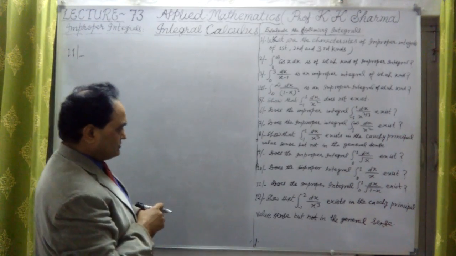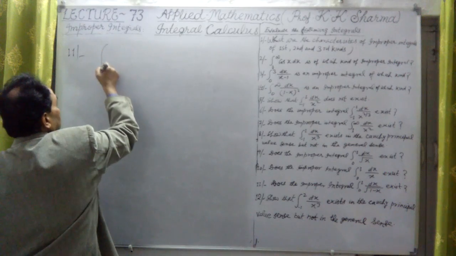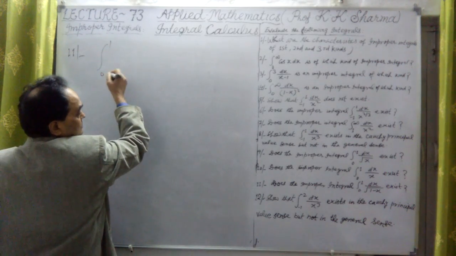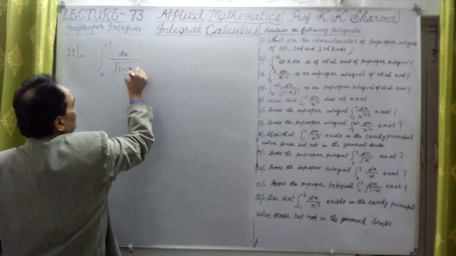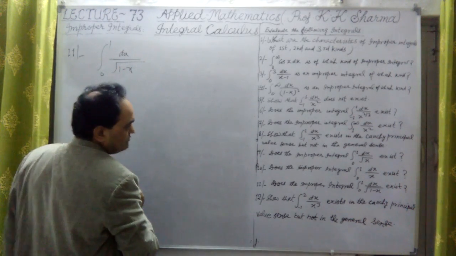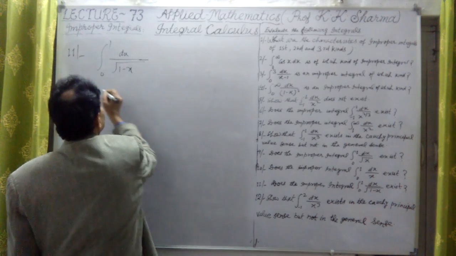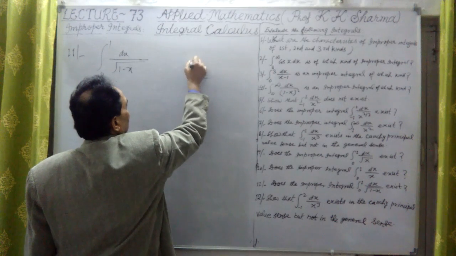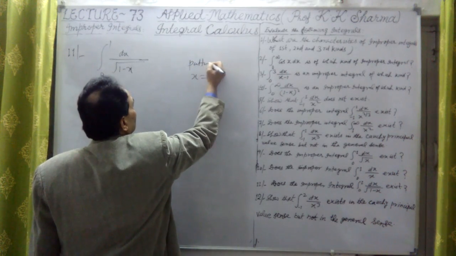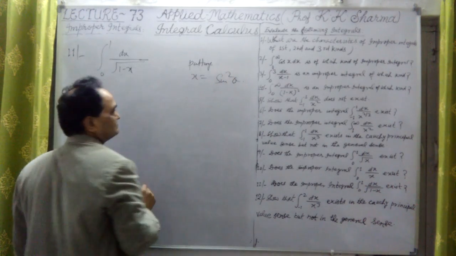Question number 11 says, does the improper integral from 0 to 1 of dx upon under root 1 minus x exist? Let me check it. There are finite limits, so let me integrate this by putting x equal to sine square theta.